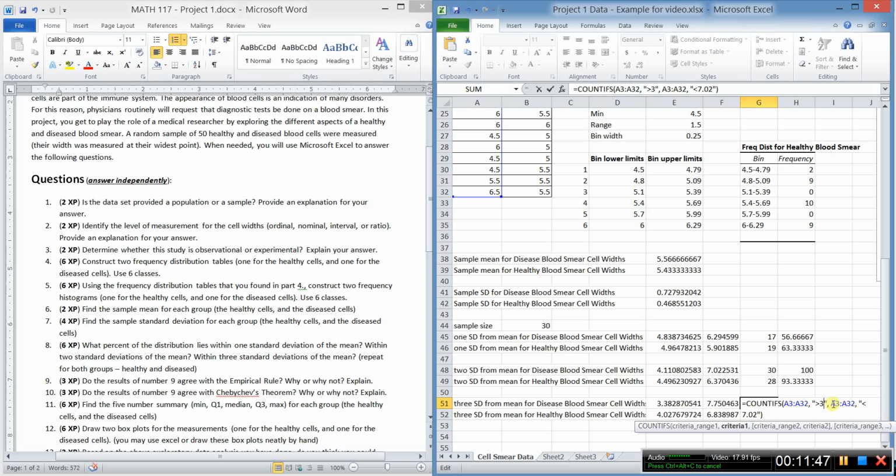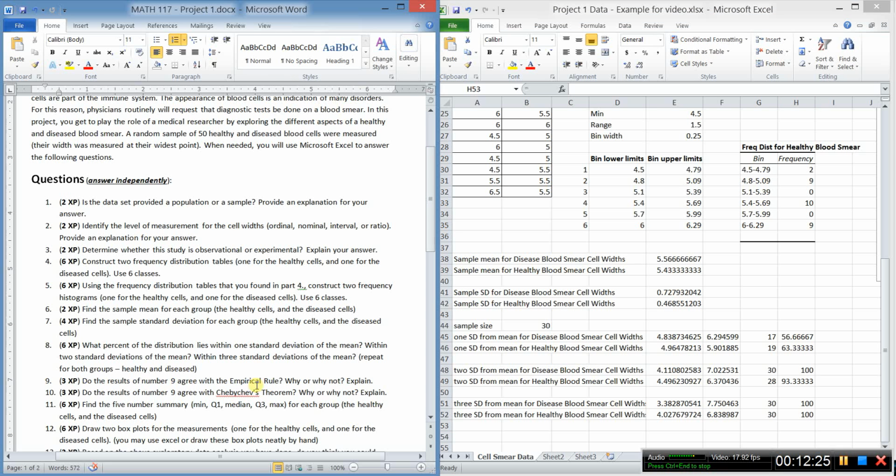So this one would be 3.38. This one would be 7.75. Okay, and this one would be 4.03, and this one would be 6.84. Okay, so now all these numbers are 100%, right? Equals 30 divided by 30 times 100, right? So 100% of the data is within 3 standard deviations of the mean.